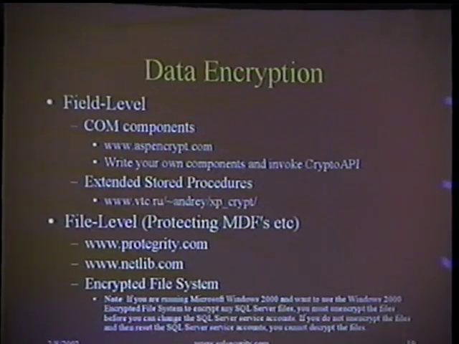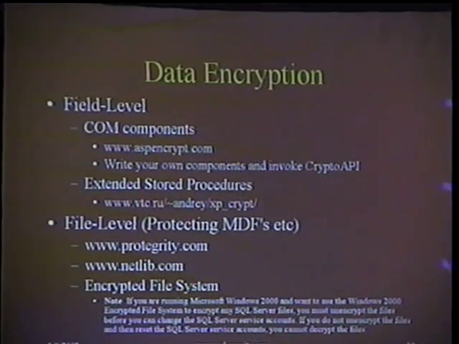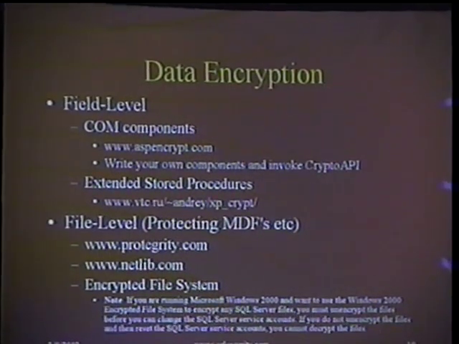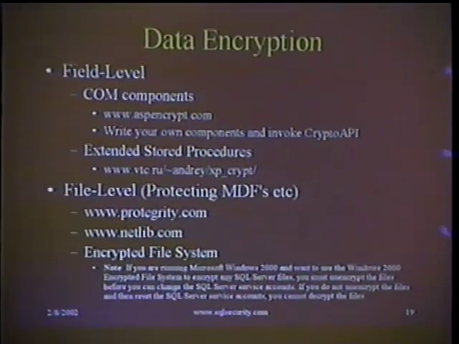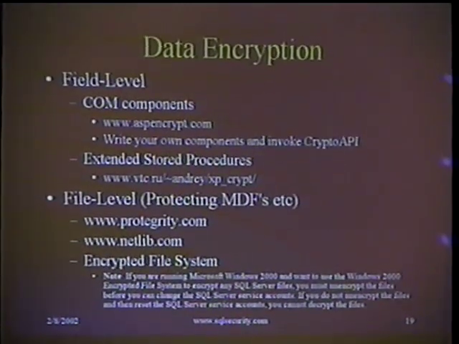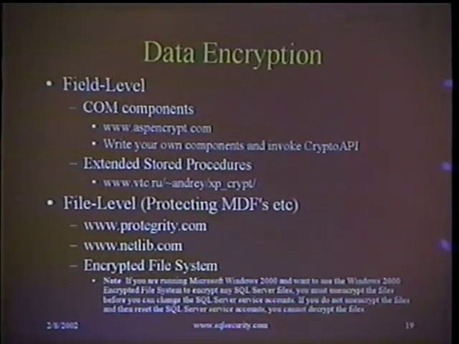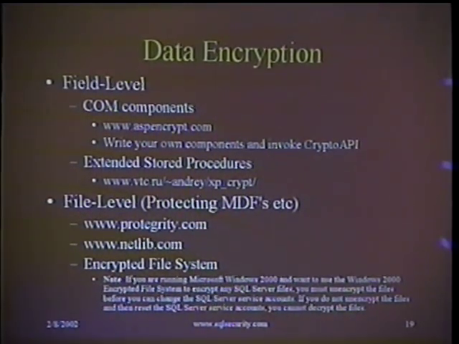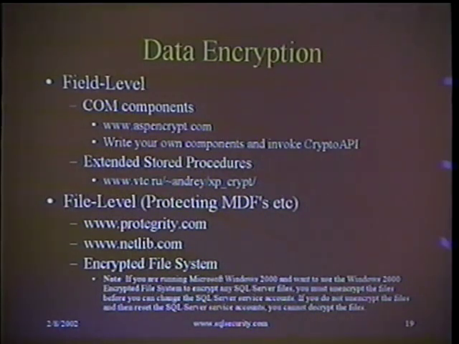Data encryption. Basically, in the COM world, you have a couple of ways to do this. Get somebody else's COM components or write your own components using the crypto API. In .NET, the framework actually has classes to support encryption. I'm trying to think if the RC algorithms are in there, but I know triple DES and DES are in there.